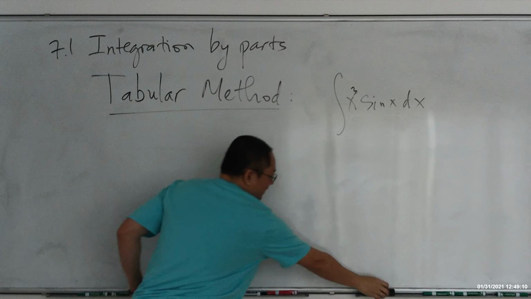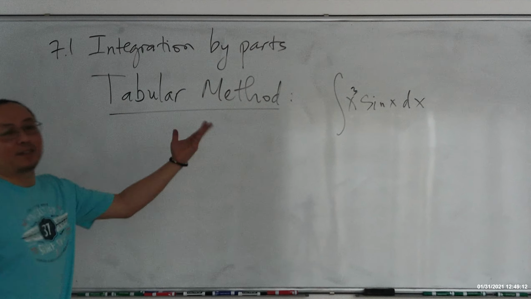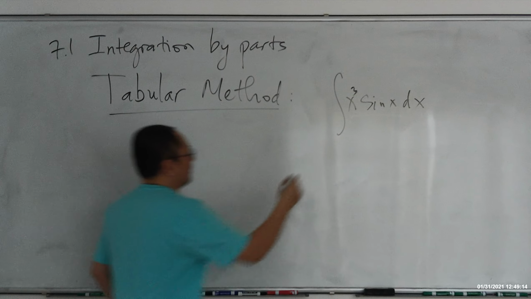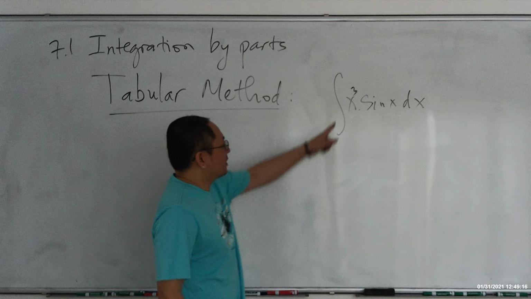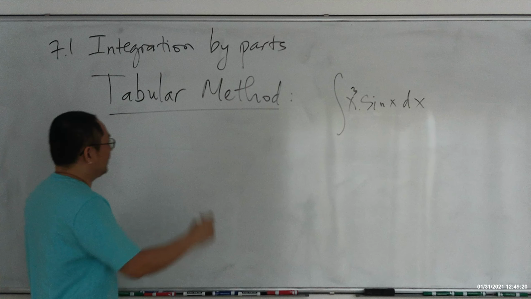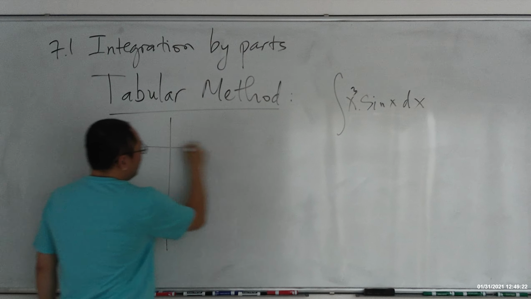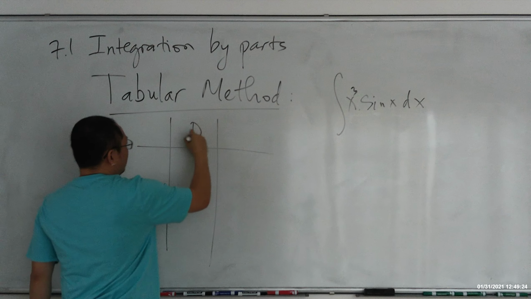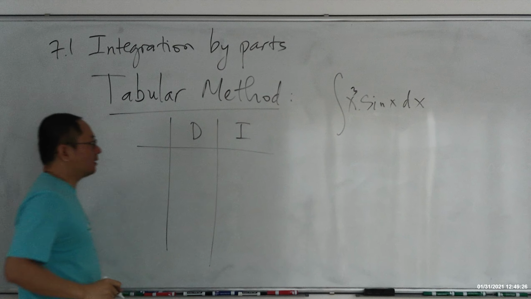So, since we learned about integration by parts, obviously this problem we're going to do integration by parts. I see that I got two types of function, polynomial and a trig function. So do it. Make a table. Derivative in one column, integral in the other column.